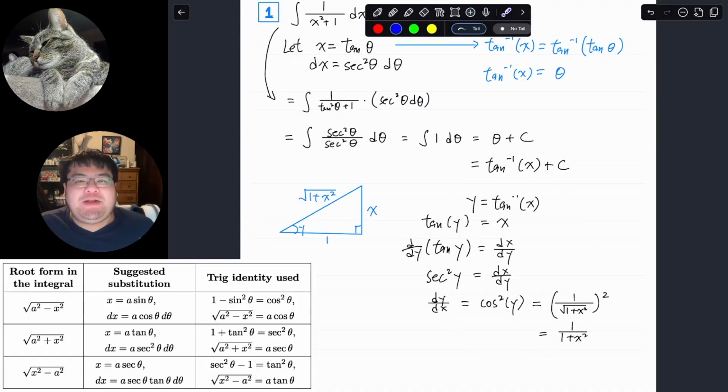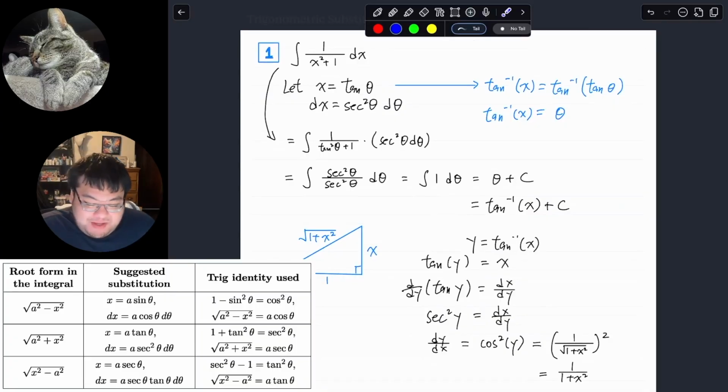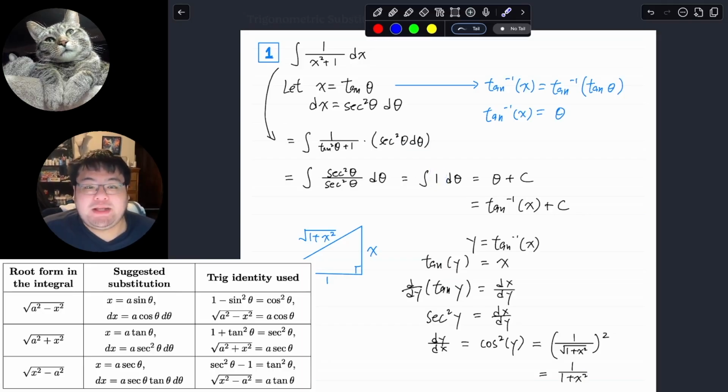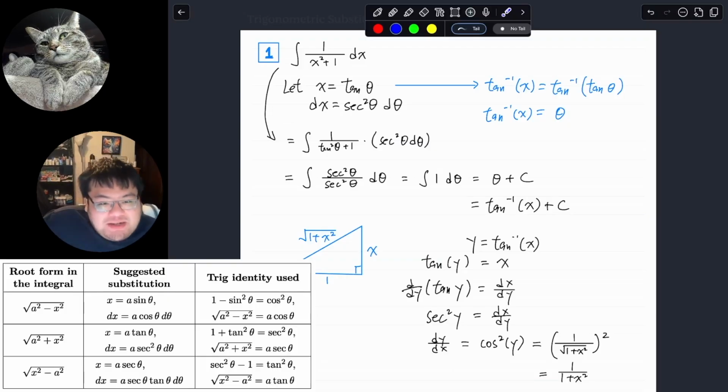So this one is a very easy example because when you convert the stuff into the theta world, you see everything is originally in x, and then I try to substitute everything back into the theta world. And you see that we're integrating a very simple function, 1, here. That's why this particular example is a good example for beginners to get a little taste of what trigonometric substitution is.